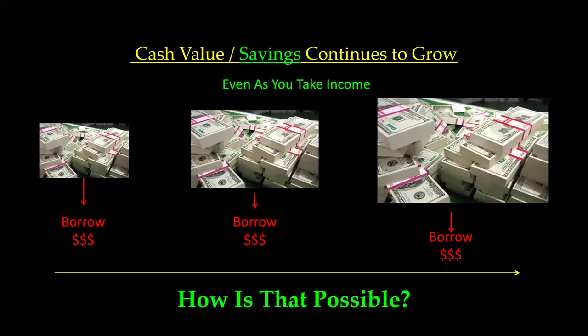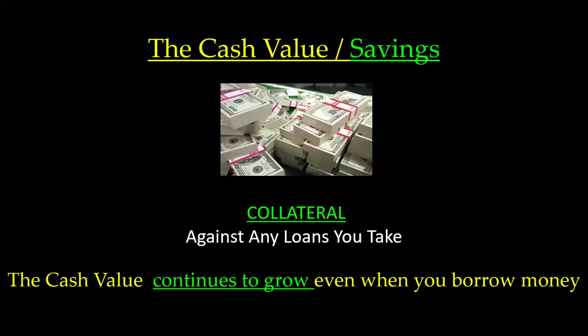So how is this possible? Well, because your cash value, your savings continues to grow even as you borrow. So once again, how is this possible? Because you have collateral. Anytime you have collateral, somebody's willing to make you a loan, right? If it's in the right conditions, they understand how they're going to get their money back, and no matter what the situation, they'll be glad to loan you money. So the collateral against any loans you take, the cash value continues to grow, even when you borrow money.